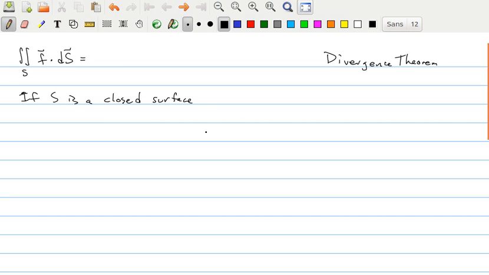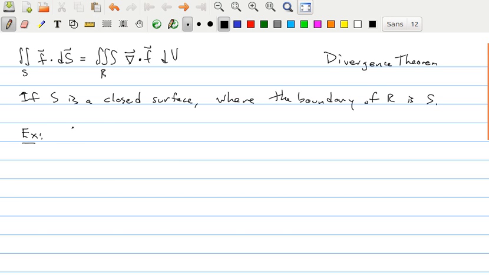But if S is a closed surface, then the flux through the surface, given the vector field F, is equal to the triple integral over a certain region of the divergence of F dV, where the boundary of the region is S. Let's look at an example of what this means.